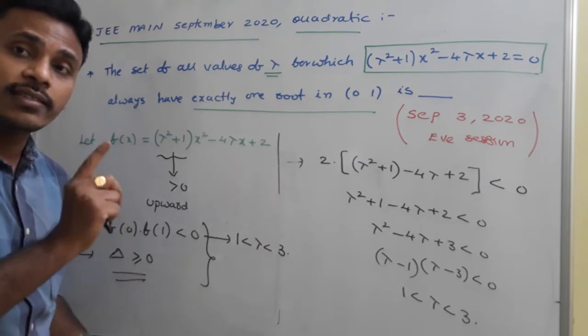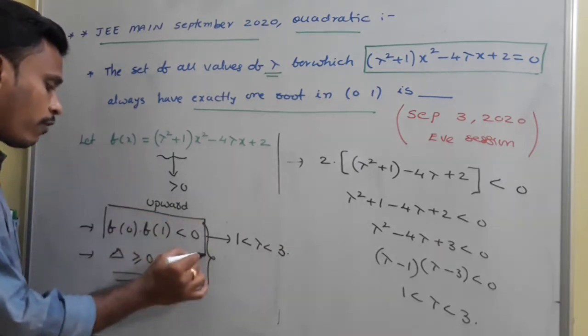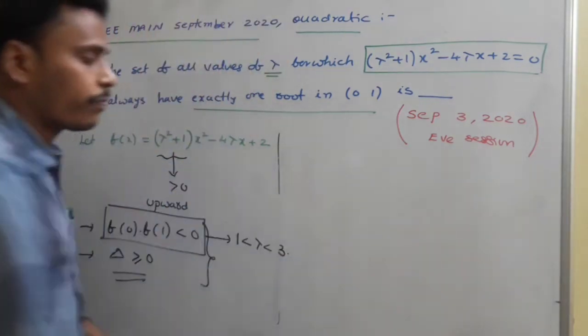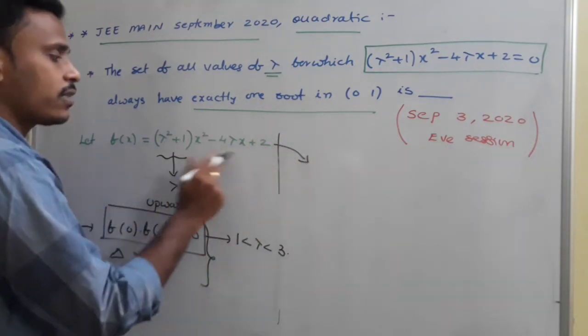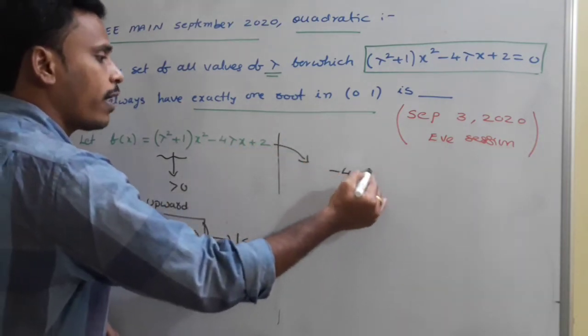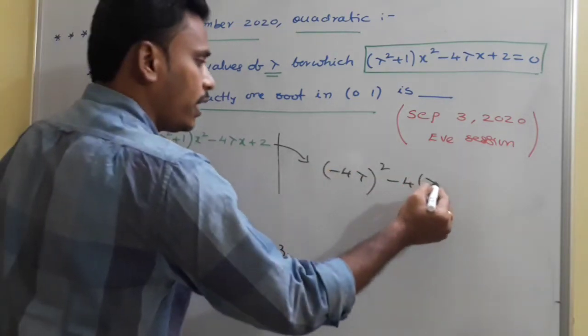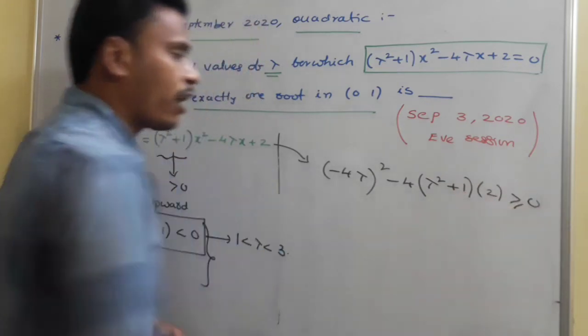Since they mentioned that exactly one root is in between 0 and 1, we have that f of 0 into f of 1 is a negative quantity. From there, 1 less than lambda less than 3 is okay. And then delta greater than or equals to 0. For this quadratic, delta, in the sense discriminant, is minus 4 lambda whole square minus 4 into a, the coefficient of x square, into c, which means 2, which is greater than or equals to 0.